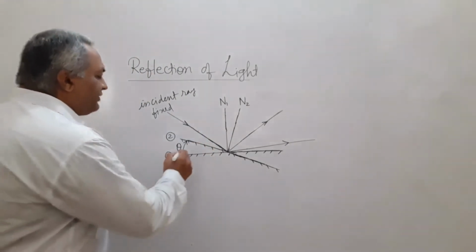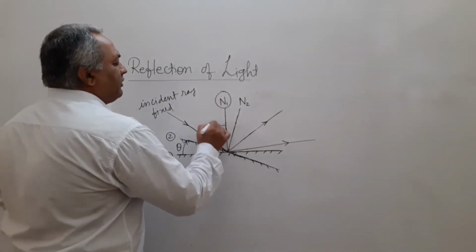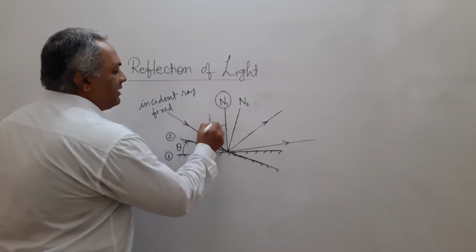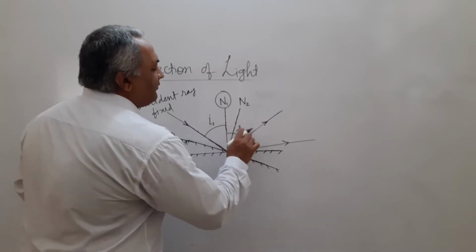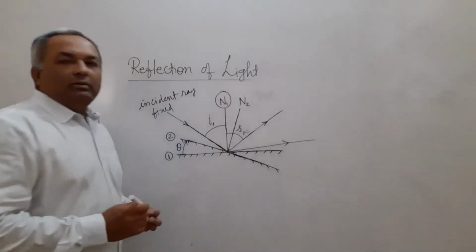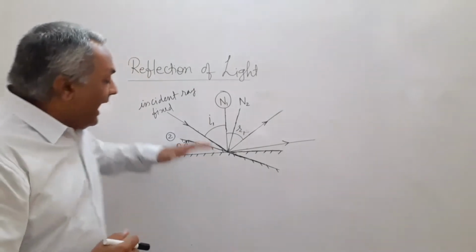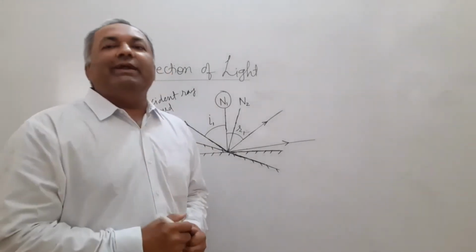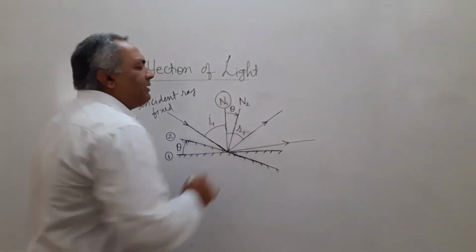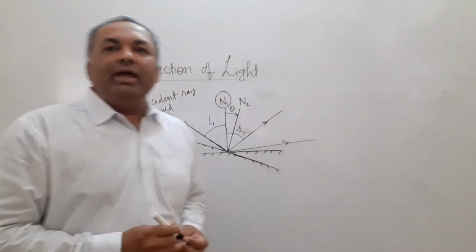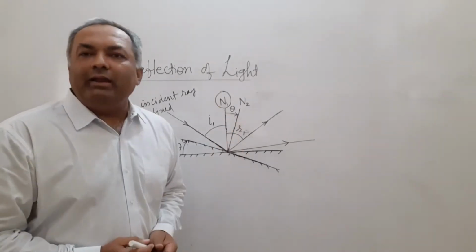When the mirror was in position 1, this was the normal. So this was the angle of incidence for the first case. Likewise, this was the angle of reflection for the first case. And again, according to the law of reflection, I1 and R1 both are equal. Now, as you rotate the mirror, the very first thing that is going to happen is the normal will also get rotated through an angle theta in the same direction as that of the mirror. So the normal also got rotated through an angle theta.